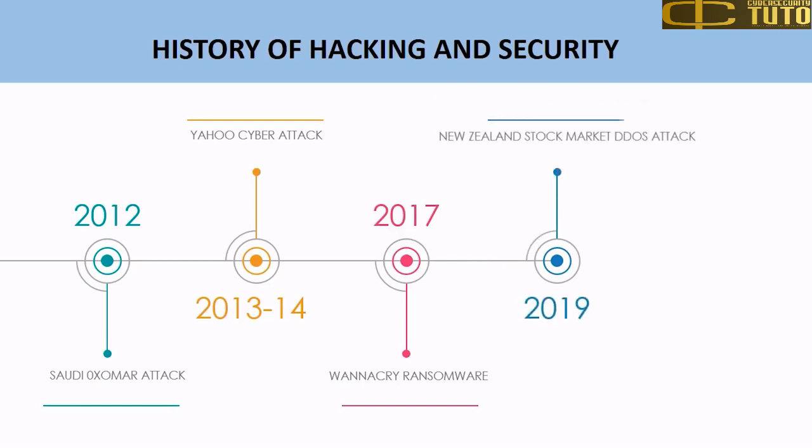In 2019, there was a DDoS attack conducted on the New Zealand Stock Exchange market. This caused the stock exchange market to completely shut down for 4 days, after the systems crashed.